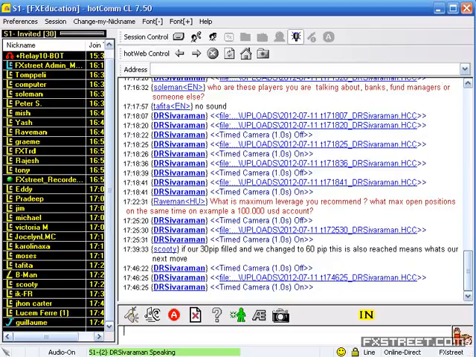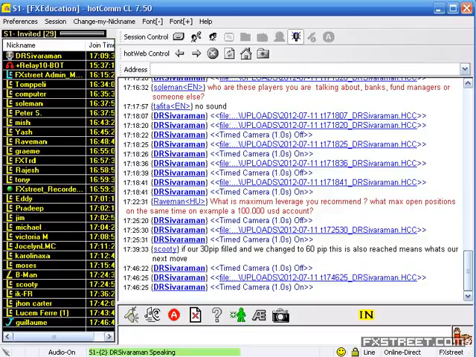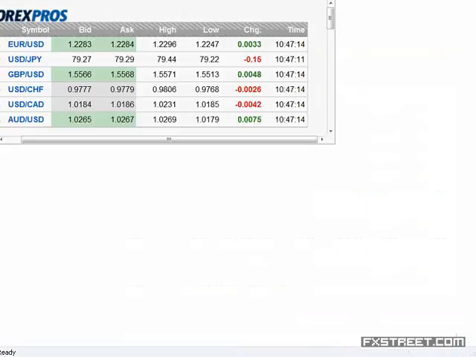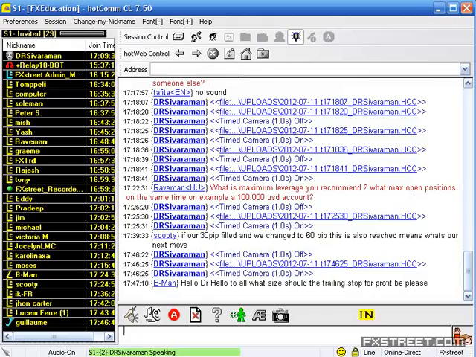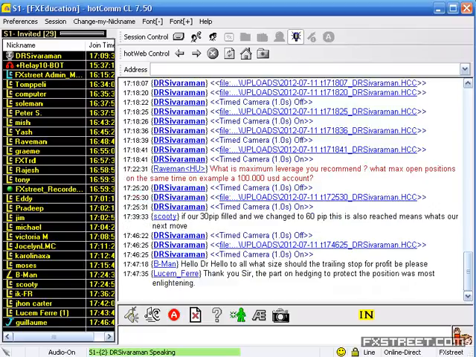Rayman has got a question. What is the maximum leverage you recommend? What maximum open positions at the same time? For example, a 100K USD account. Okay. As far as the leverage is concerned, the more the leverage, say like 1:200, 1:400, the usable margin they are expected to take is very less. So if it is 1:200, they might take about $500 as the usable margin for one standard lot position. If it is 1:400, they will take only $250.